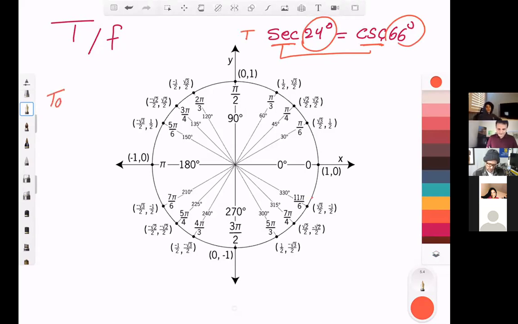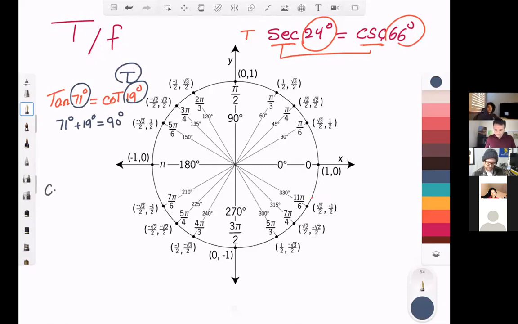What about tangent of 71 degrees equals cotangent of 19 degrees? That's true as well, because 71 degrees plus 19 degrees gives us 90 degrees, and tangent and cotangent are co-functions, and therefore this is true.